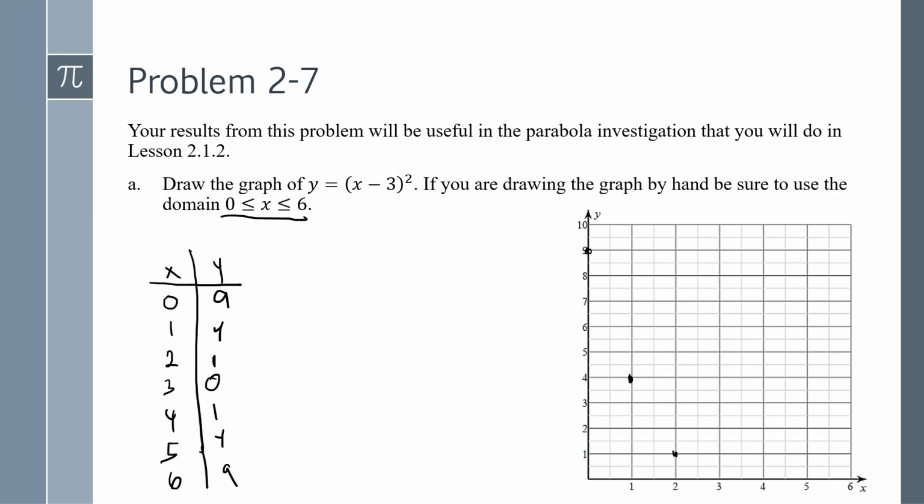2, 1. 3, 0. 4, 1. 5, 4. And 6, 9. And we connect the dots, so we always make sure our arrows at the ends of our graphs are outside of the coordinate plane. So when you graph these parabolas, try to do it without lifting up your pen. And so there is the graph of that parabola.